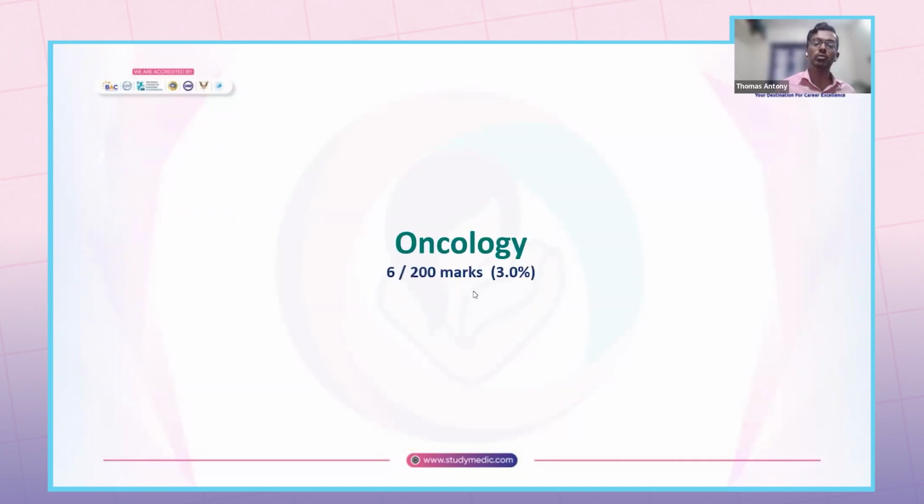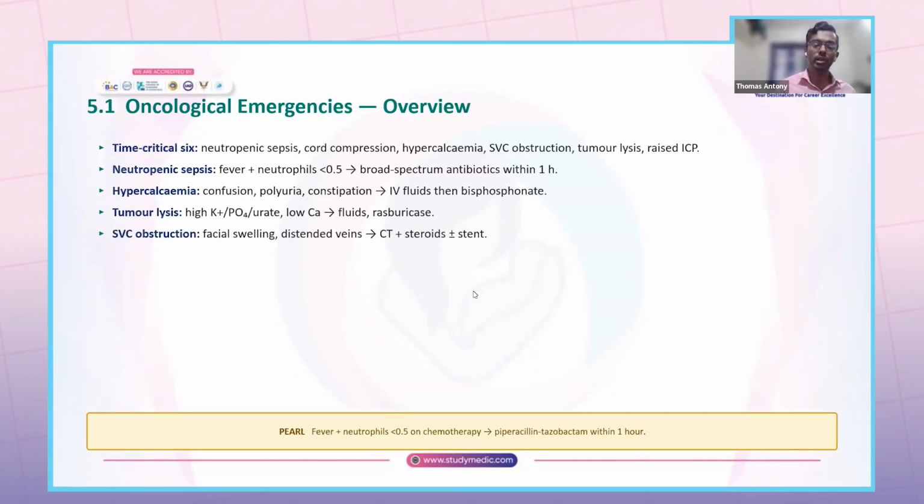We have oncology now. This constitutes almost 3% of the total. So we are dealing with oncological emergencies first. Time critical six. So what are the things that you should look for in oncological emergencies? Neutropenic sepsis, cord compression, hypercalcemia, more of a paraneoplastic, SVC obstruction, tumor lysis, raised ICP.